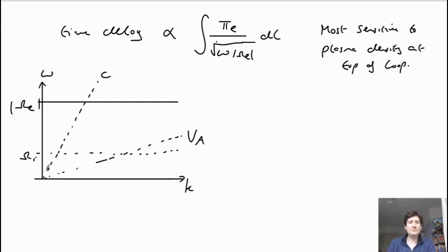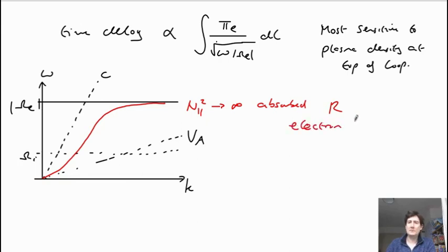And what we have is several different branches. So the right-handed branch I'll do in red. What this looks like is that it basically looks like the Alfvén wave at low frequencies, then the frequency is increased, and then it actually levels off at the electron cyclotron frequency. And at this point, n parallel squared goes to infinity, and this is where it's absorbed. So these whistler waves are absorbed at the electron cyclotron frequency, and these are sometimes called R waves or the electron whistlers, because they're right-handed and they're absorbed at the electron frequency.